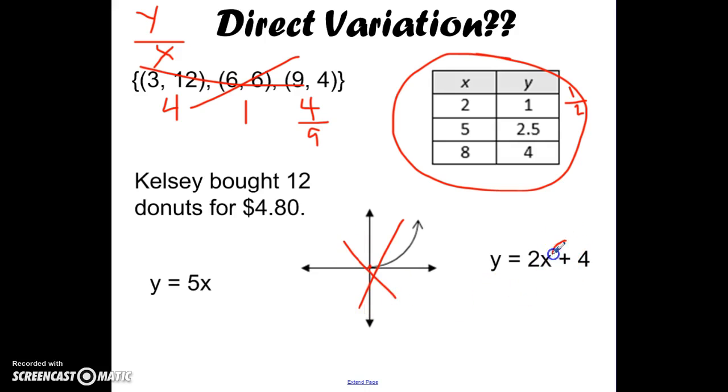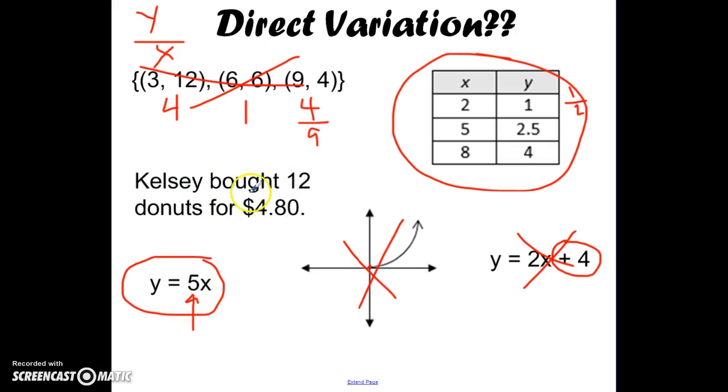We said that we have no constants in our equations, so this is not varying directly, which means this one is. In this case, our constant of proportionality would be 5, just as a little side note.